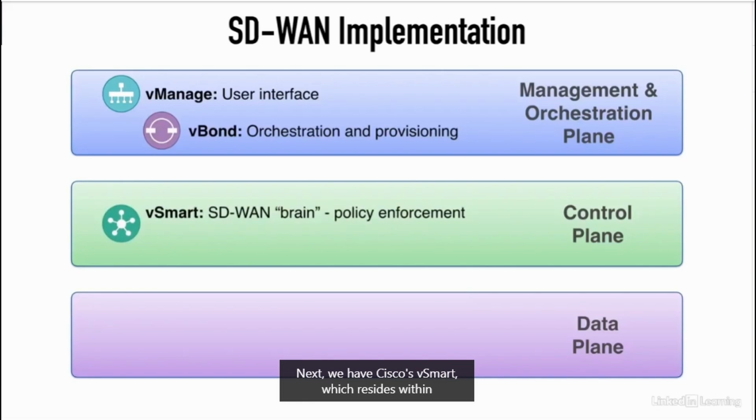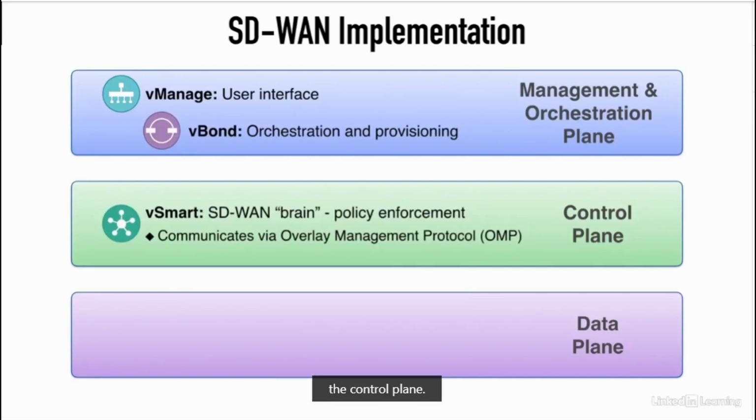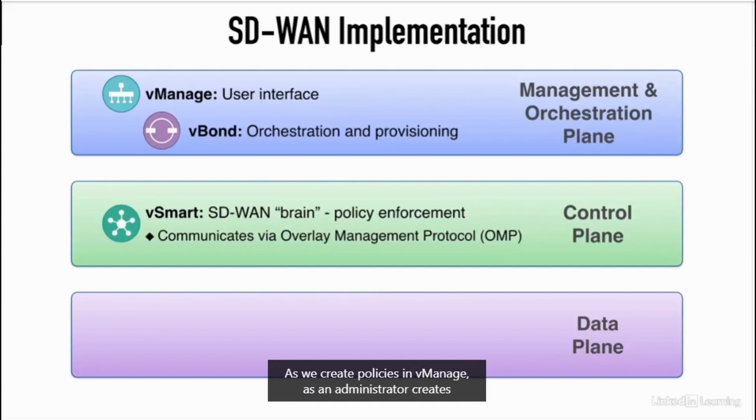Next, we have Cisco's vSmart, which resides within the control plane. This is thought of as the brain of the SD-WAN solution. As an administrator creates policies in vManage, the vSmart component is responsible for the enforcement of the policies. Those policies are also shared with other SD-WAN routers and locations in our network. Route information from branch locations is received via the Overlay Management Protocol, or OMP. vSmart can use the known policies against these routes to control the traffic flow through the SD-WAN fabric.